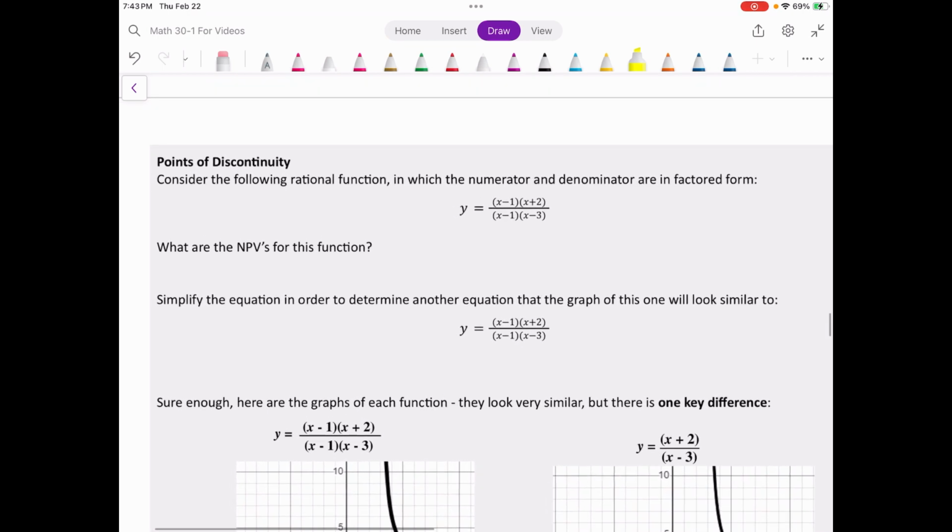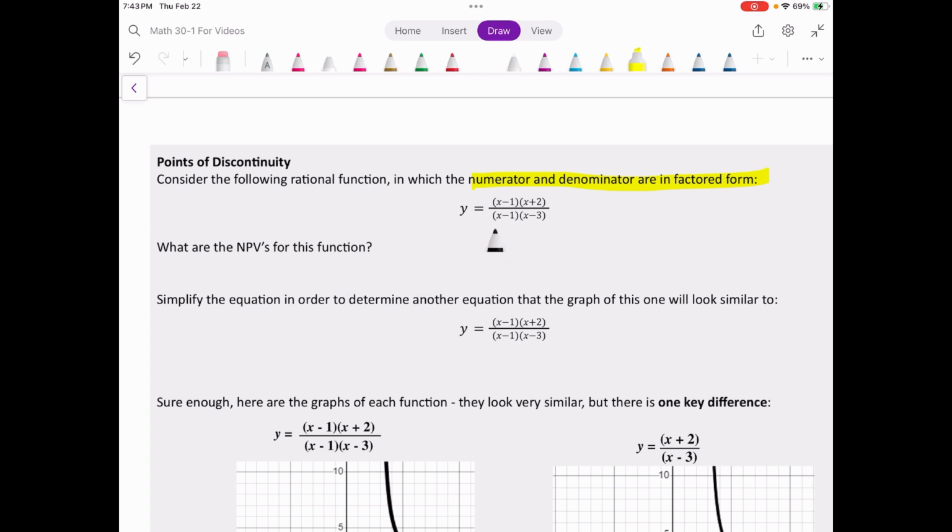Okay, so consider the following rational function in which the numerator and the denominator have been given to us in factored form. That's nice of them to do, but it is just a rational function. This is a polynomial, it's just been factored. And so is this, it's just been factored. And so it's asking us, what are the NPVs, the non-permissible values for this function?